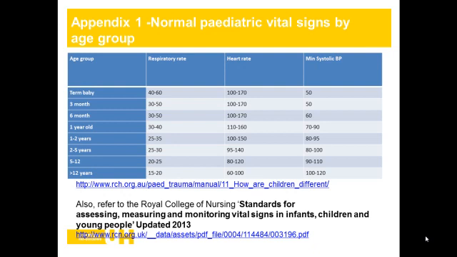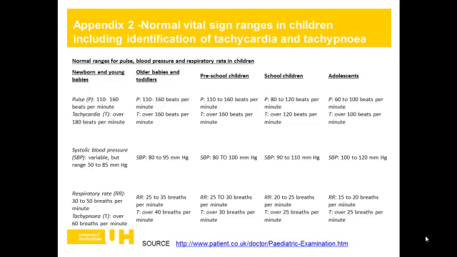This first appendix highlights normal paediatric vital signs by age group. There's also a file at the bottom here from the Royal College of Nursing, which explains the standards for assessing, measuring and monitoring vital signs in infants, children and young people. Appendix 2 follows on from this and provides another look at the normal vital sign ranges in children, including identification of both tachycardia and tachypnea, i.e. abnormalities in the normal ranges for children. Again, the source of this information is indicated at the bottom.